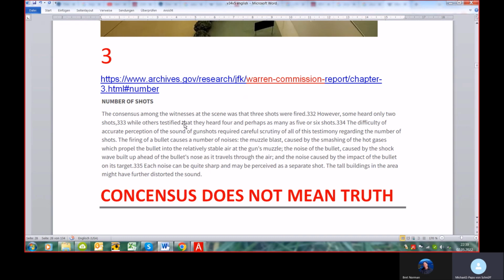Which propel the bullet into the relatively stable air at the gun's muzzle, the noise of the bullet caused by the shockwave built up ahead of the bullet's nose as it traveled through the air.